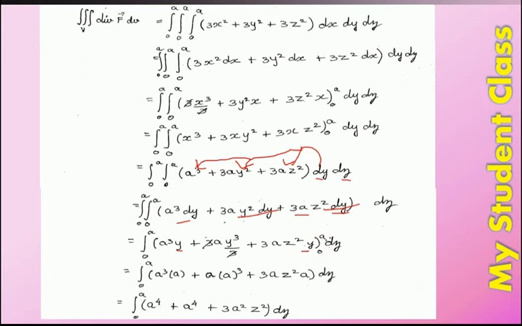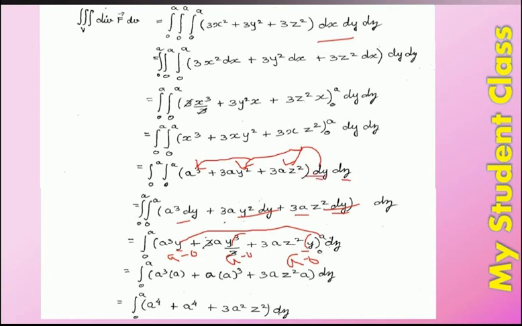So by the same process, upper limit minus lower limit, we are going to substitute this a and 0 in the places of y. So in the process of upper limit minus lower limit, a minus 0 here, a minus 0 here, and a minus 0 here. So now we would get a cube into a plus a into a cube plus 3a square z square into a, dz. By adding the powers of a, we would get a power 4 plus a power 4 plus 3a square z square dz. So now we have solved dx and dy.